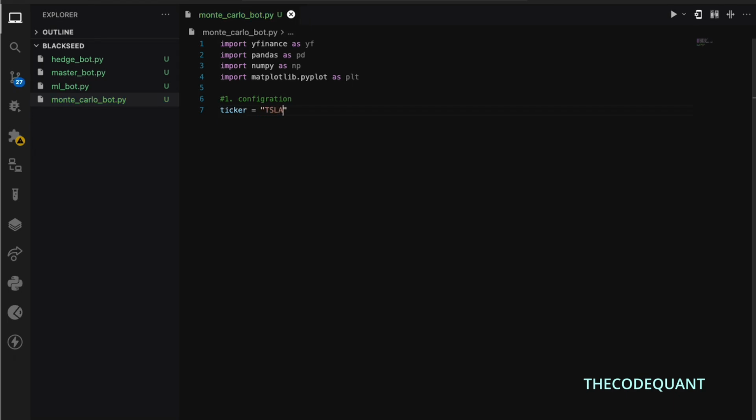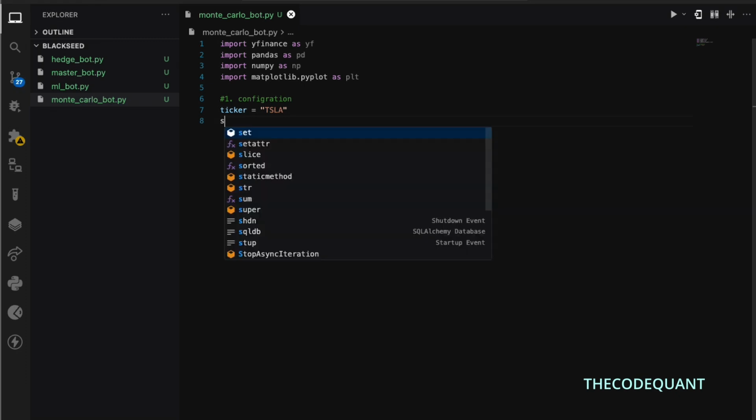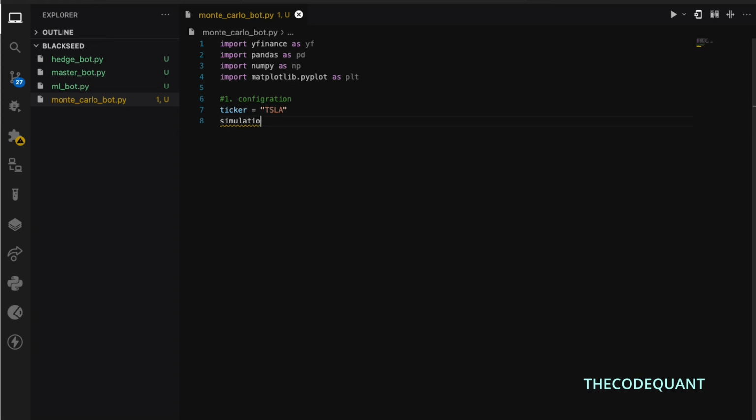So here we go with the libraries. First we import yfinance, because we use Yahoo Finance for importing data. Then we import pandas, numpy, and matplotlib. These are the basic libraries for general quantitative finance or quantitative trading. The second thing we will do is the configuration.